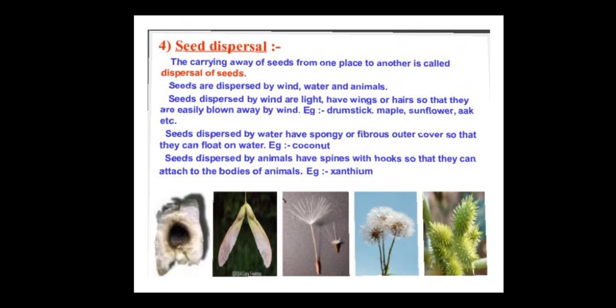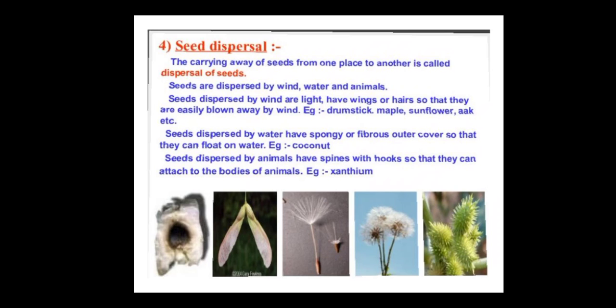Now, the last point, that is seed dispersal. How do seeds get dispersed? The carrying away of seeds from one place to another is called dispersal of seeds. Seeds are dispersed by wind, water or animals. Seeds dispersed by the wind are light, having wings or hair, so they can easily be blown away by the wind. For example, drumstick, maple, sunflower, aak, etc.